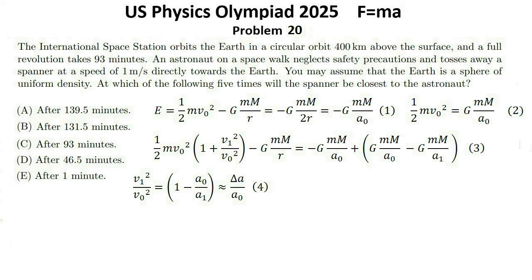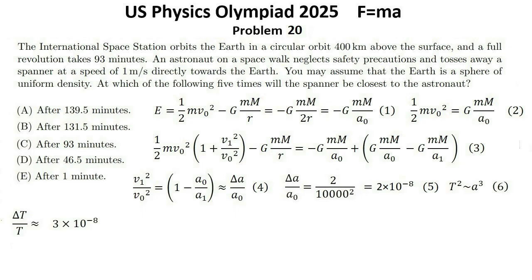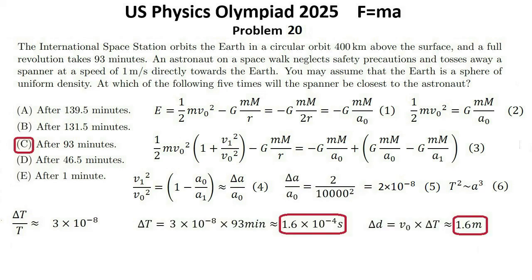For simplicity of calculation, we put v0 equal to 10,000 meters per second. Thus, the total relative increase in the semi-major axis will be 2 times 10 to the power negative 8, Formula 5. Next, using the proportion from Kepler's third law, it turns out delta T divided by T is equal to 3 times 10 to the power negative 8. Ultimately, we get a lag of the wrench from the station equal to 1.6 meters, and a time a little more than 93 minutes. This will be answer C. And this was the solution to problem 20.